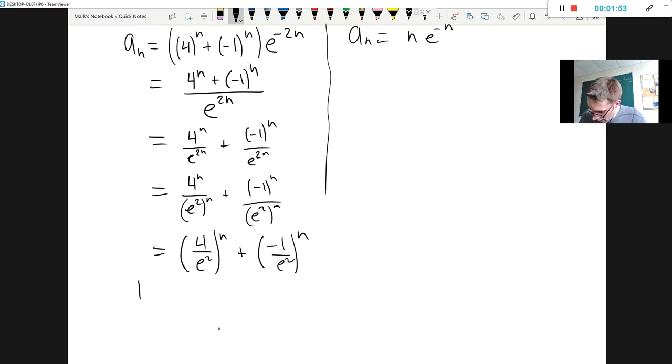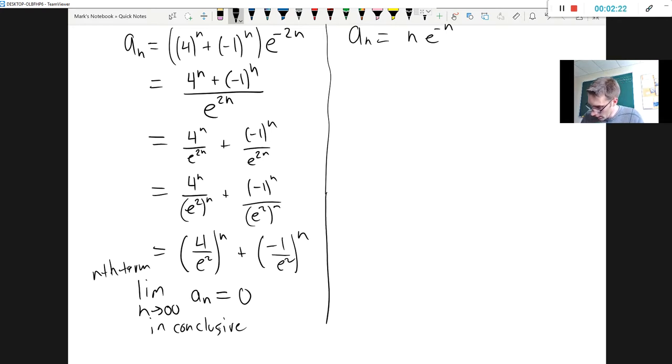And once you've got it in that form, the limit of a_n is a lot easier to calculate. Both of those ratios, 4 over e squared and negative 1 over e squared, are less than 1 in absolute value. As you raise them to higher and higher powers, they're going to get smaller and closer to 0. So the nth term test is inconclusive, and we're going to need to opt for another test.